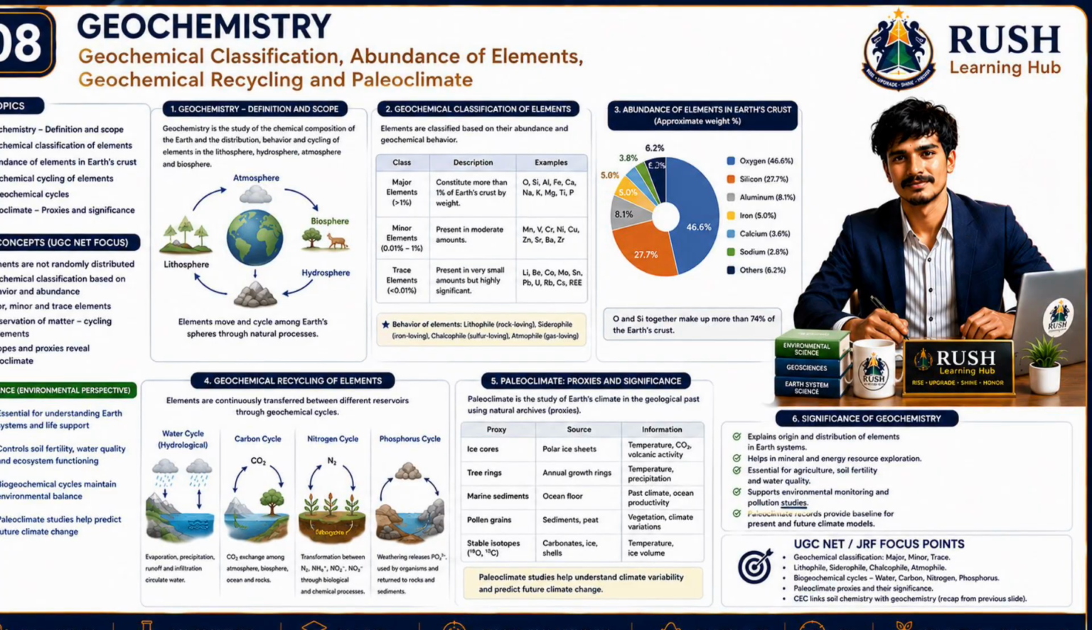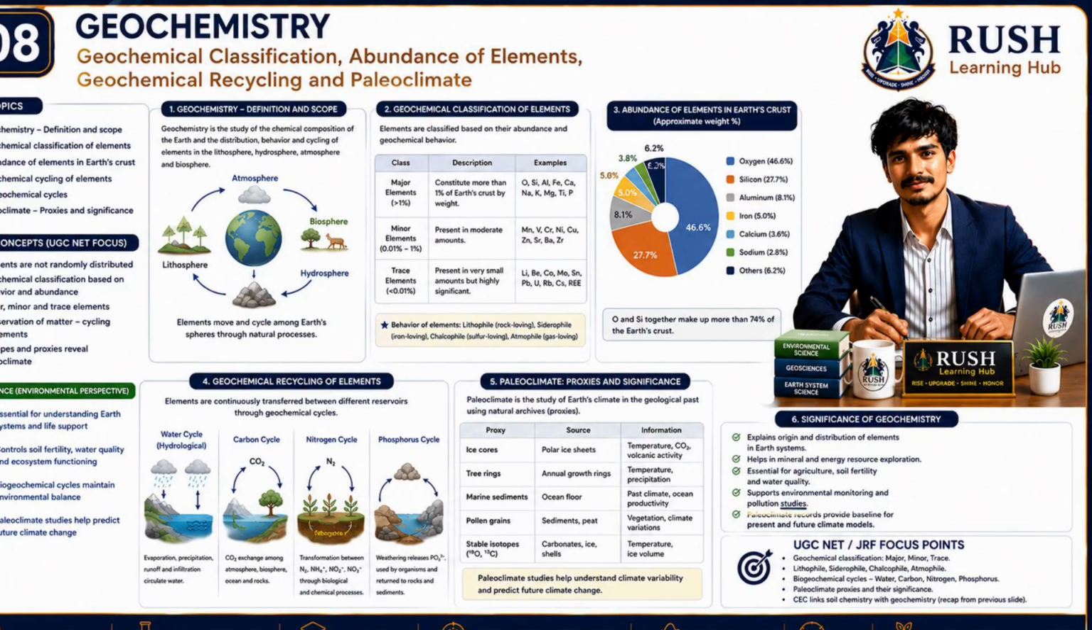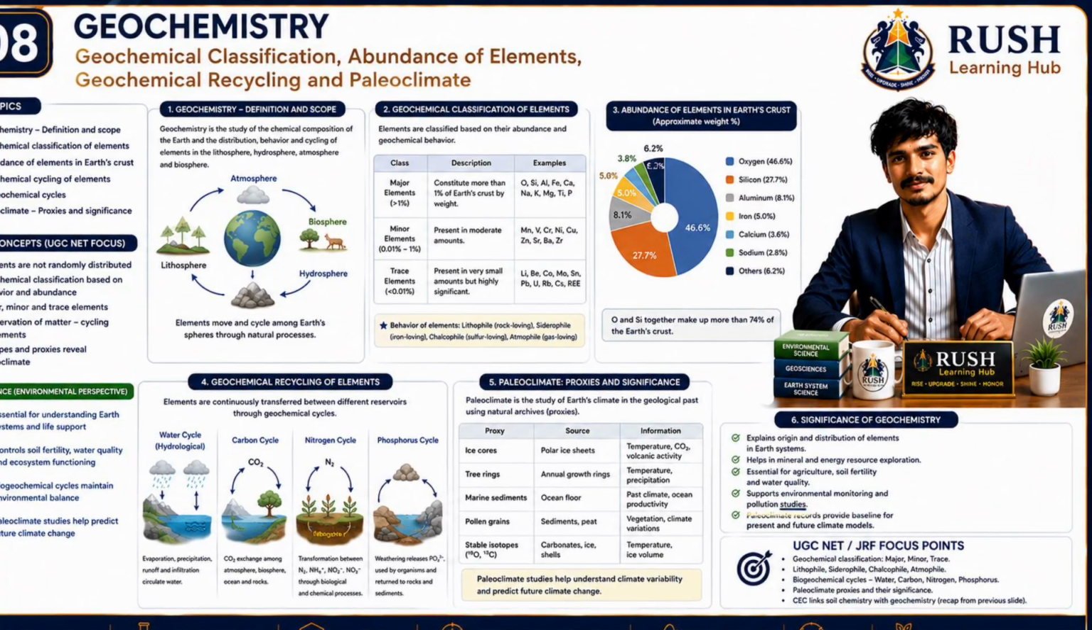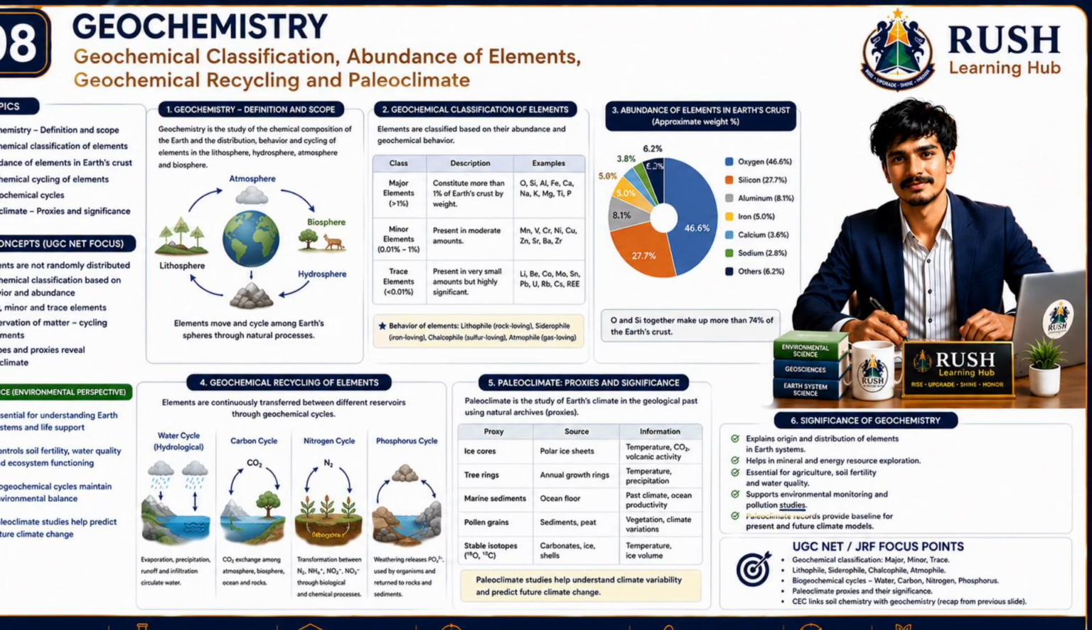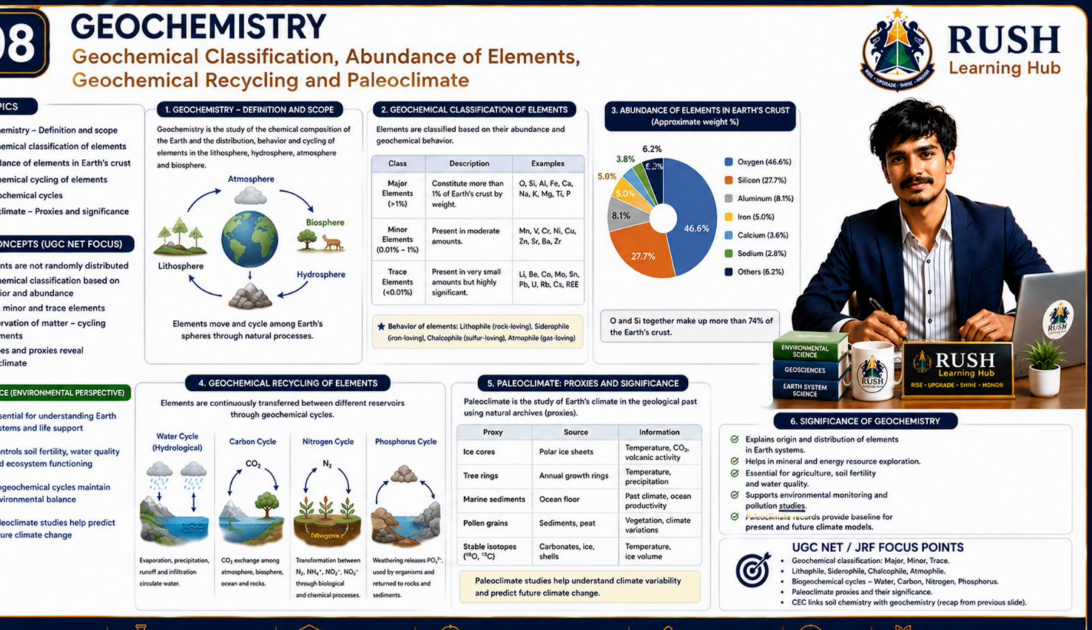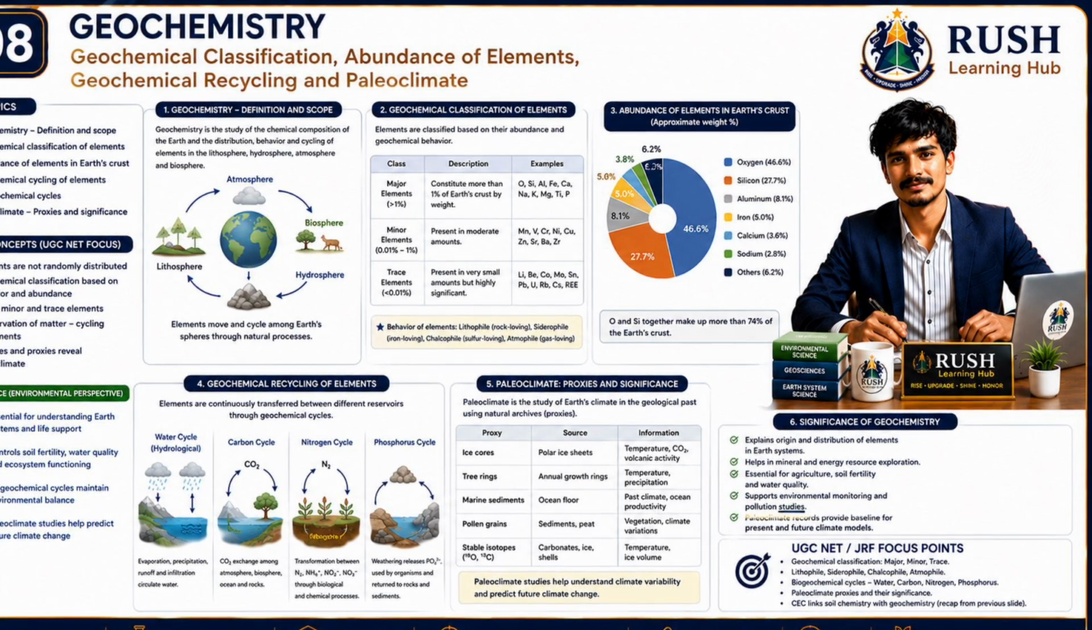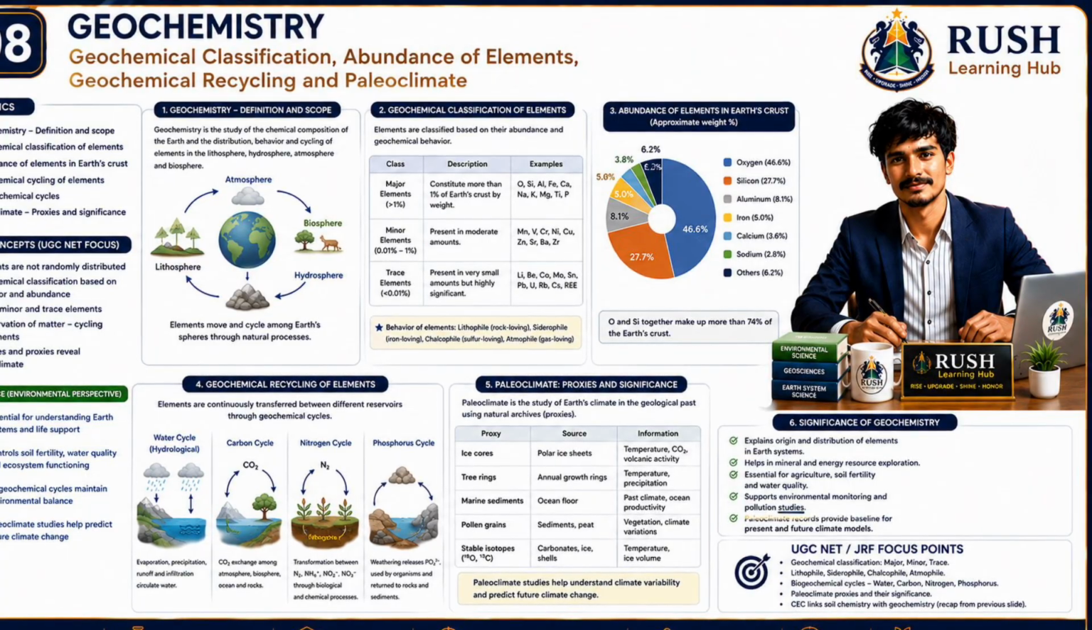The fourth group is atmophile elements. Atmophile means gas-loving elements. These elements are concentrated in the atmosphere and hydrosphere. Examples include nitrogen, hydrogen, helium, argon, and noble gases. Goldschmidt's classification is one of the most frequently asked topics in UGC NET examinations.